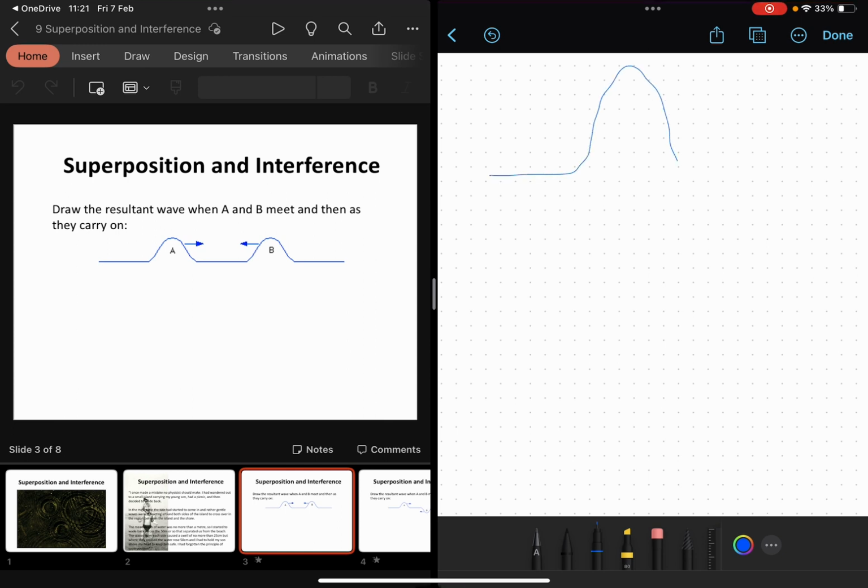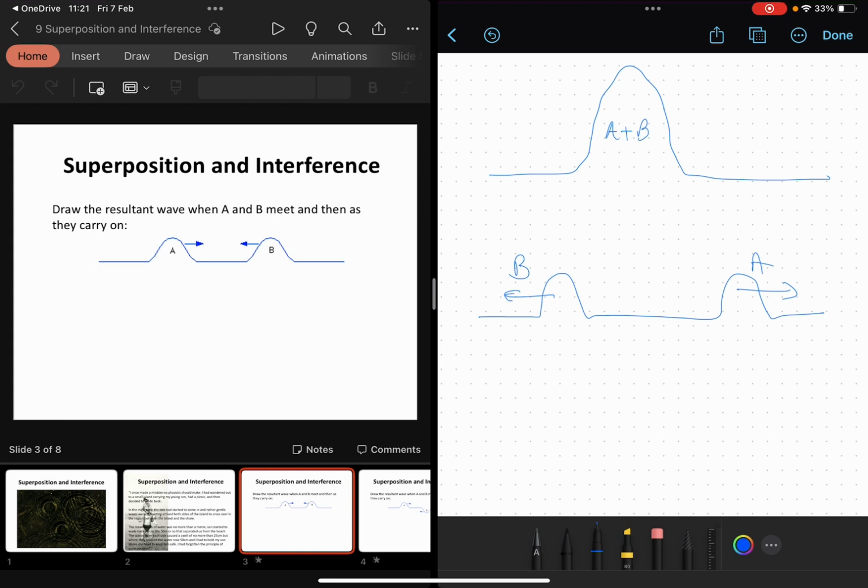If you drew or thought something like this for when they meet, well done. That is the resultant of the two waves. We are adding the displacements together at all points and we're working out a resultant wave. What about when they carry on? If you got this, then well done. The waves carry on almost unaffected by the fact that they've met. They carry on as they originally were. That is the principle of superposition.